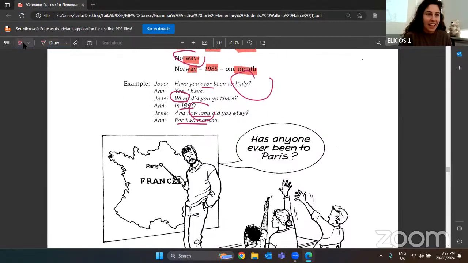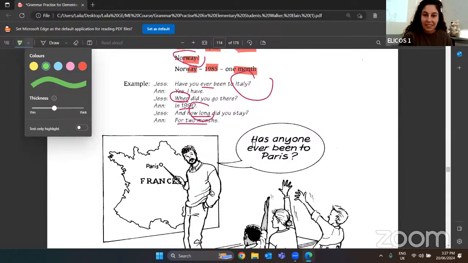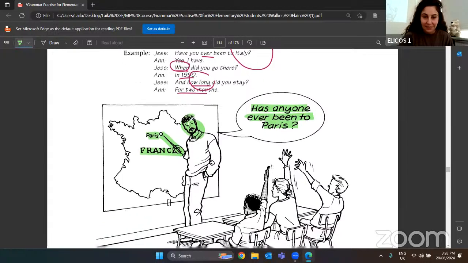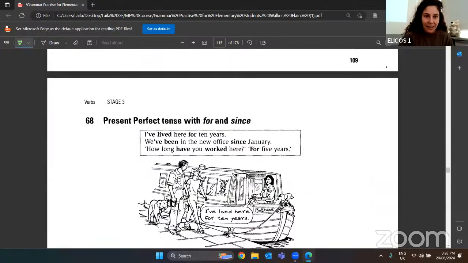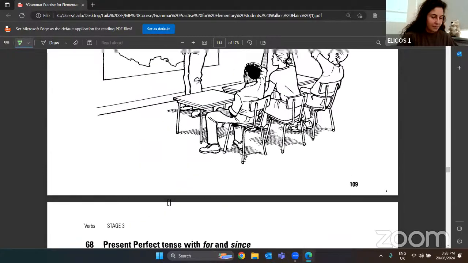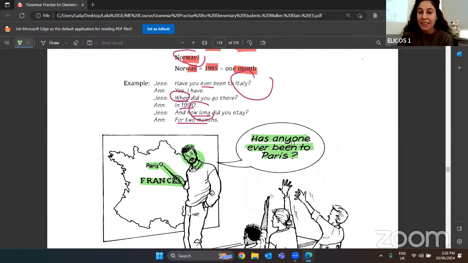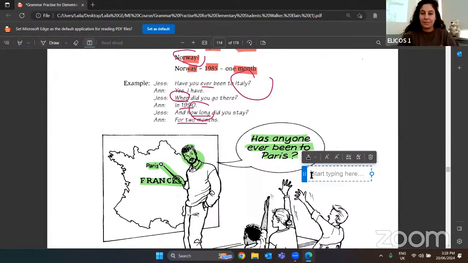So let's have a look at this one. Has anyone ever been to Paris? It looks like there's a teacher pointing at Paris, which is a city in France. What would you respond? Imagine if your teacher or someone asked you, has anyone ever been to Paris? What would you reply? No, I haven't. Yeah, exactly. No, I haven't.